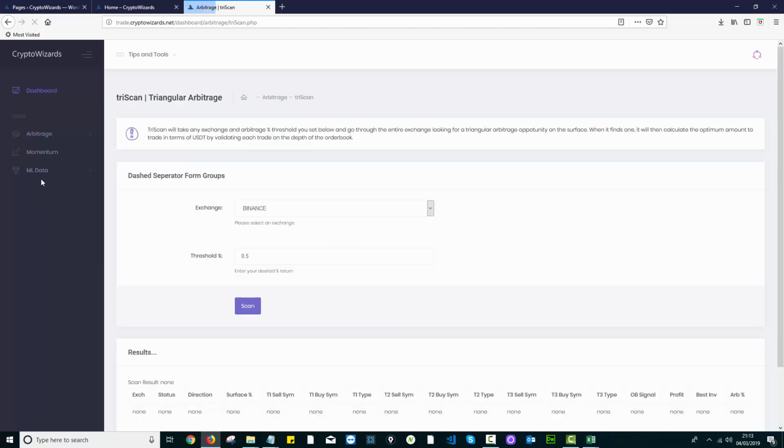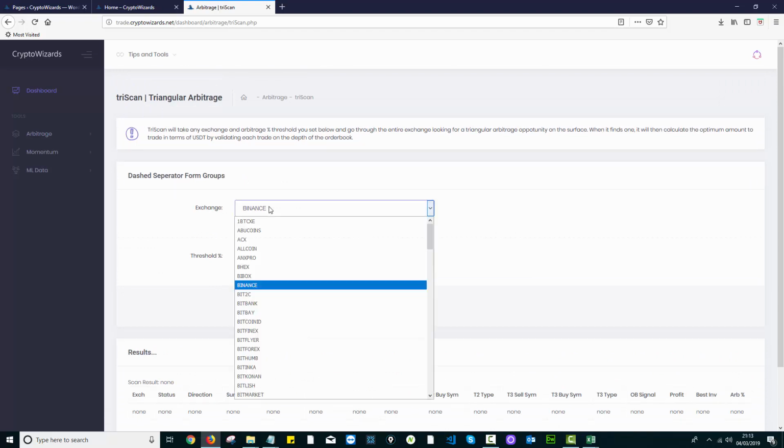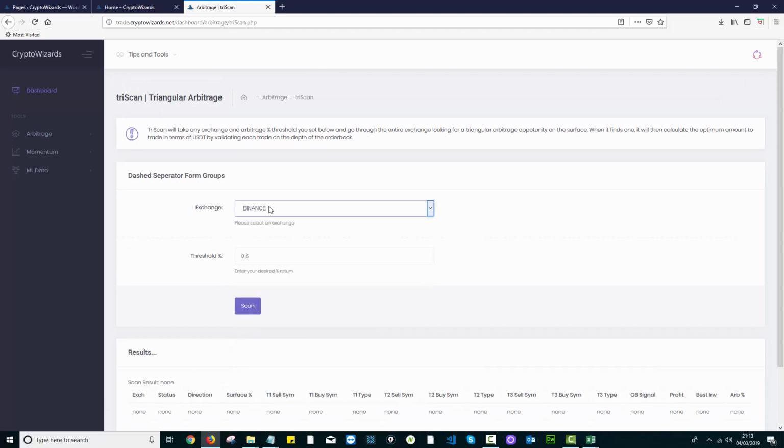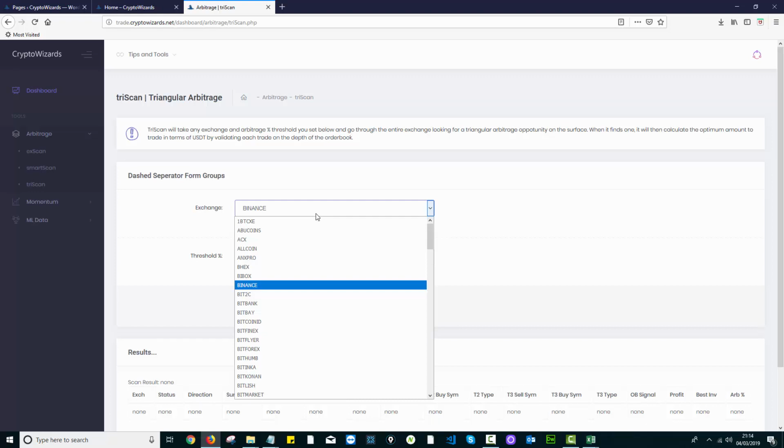Well, what about triangular arbitrage? You might say, well, how would you like to be able to scan any exchange at any moment and know whether there's a triangular arbitrage opportunity? Not just know it, but also have it trade the order book. Again, just like the other two tools, it will trade the order book for you.